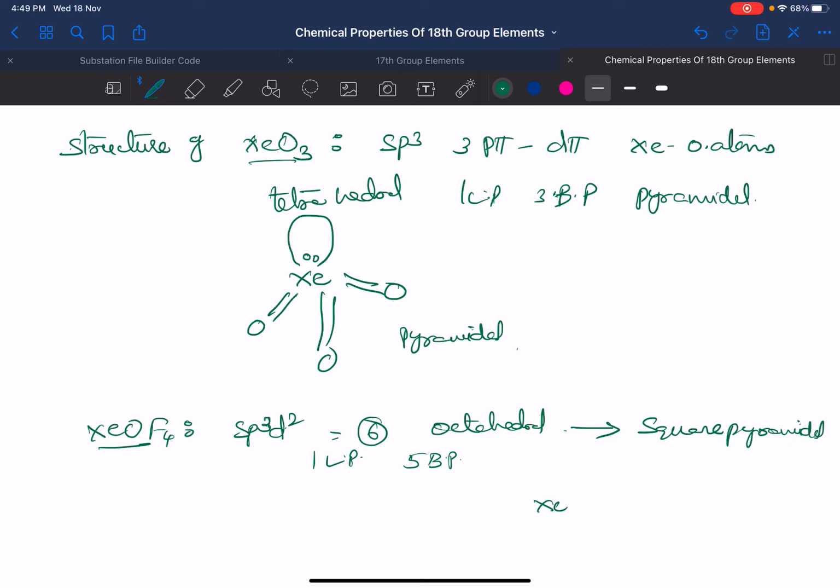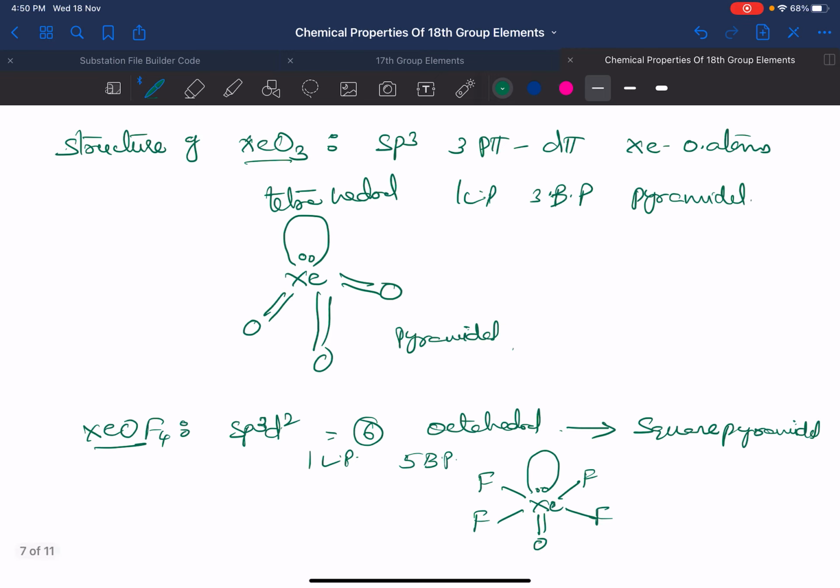So now we will write the structure of XeOF4. There is one lone pair and one oxygen. Oxygen is double bonded and the 4 fluorine atoms are at 4 corners of the octahedral. So this is the structure of XeOF4. It should be octahedral as per the hybridization, but due to the presence of one lone pair, its structure is converted to square pyramidal.